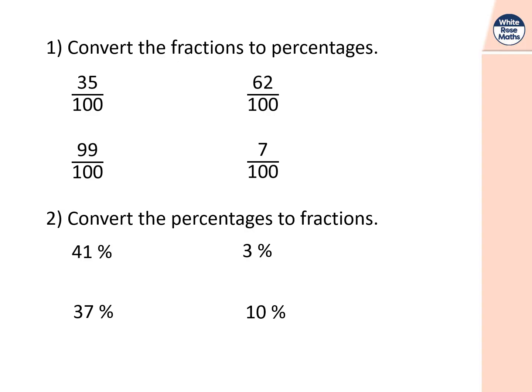Okay, so this is the starter, guys. Question number one, convert the fractions to percentages. So 35 over 100. Now, percentage means it is out of 100, so the answer would just be 35%, because that percentage symbol or percent means per 100. The next one, 60 out of 100, will be 62%.